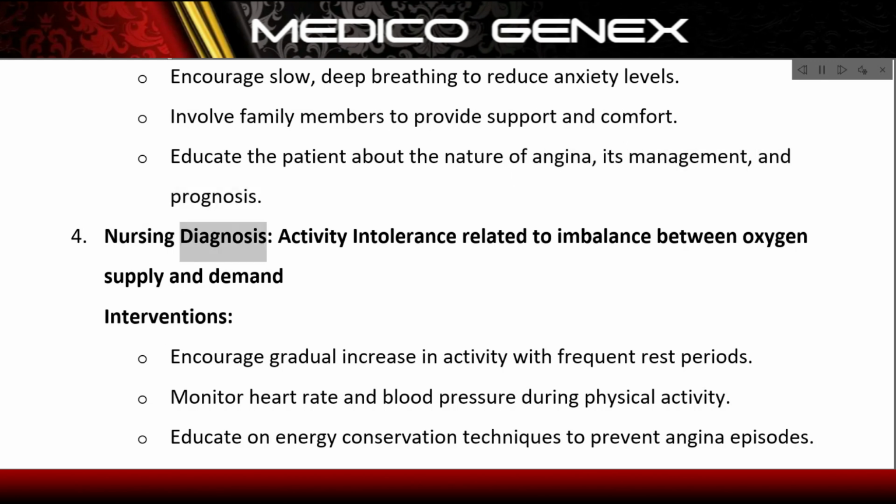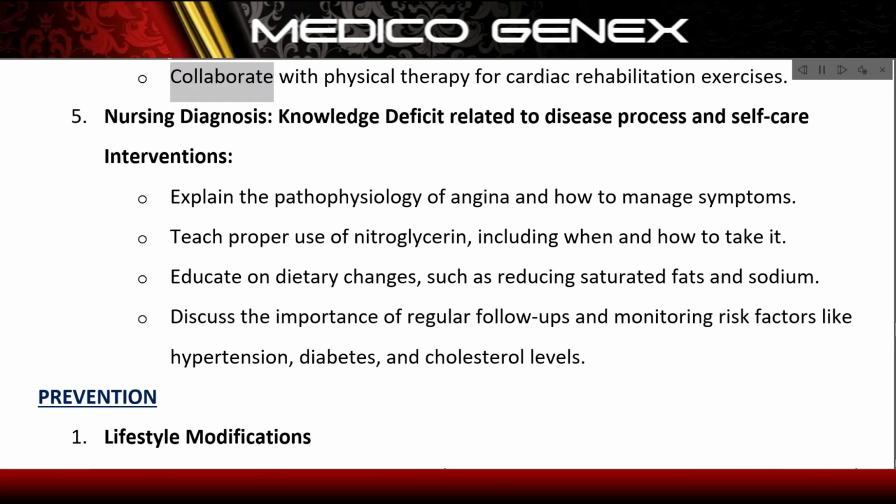Nursing diagnosis: activity intolerance related to imbalance between oxygen supply and demand. Interventions. Encourage gradual increase in activity with frequent rest periods. Monitor heart rate and blood pressure during physical activity. Educate on energy conservation techniques to prevent angina episodes. Collaborate with physical therapy for cardiac rehabilitation exercises.